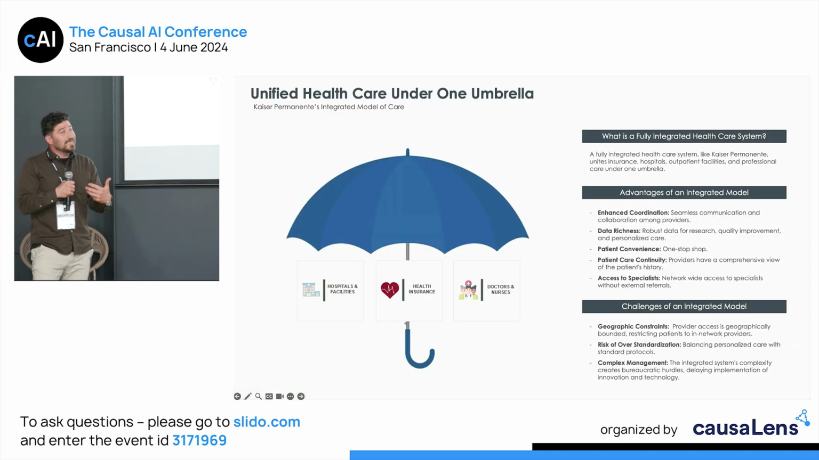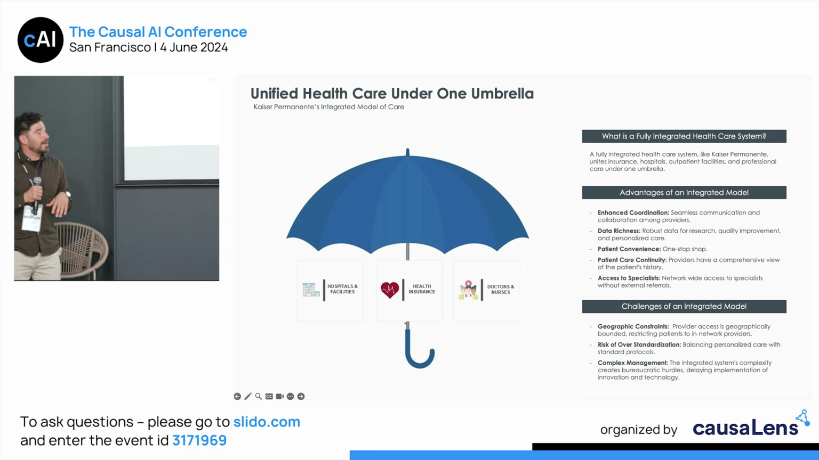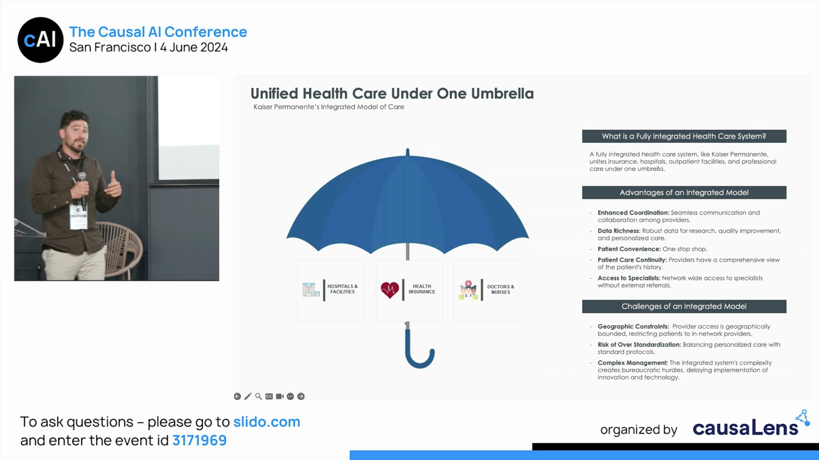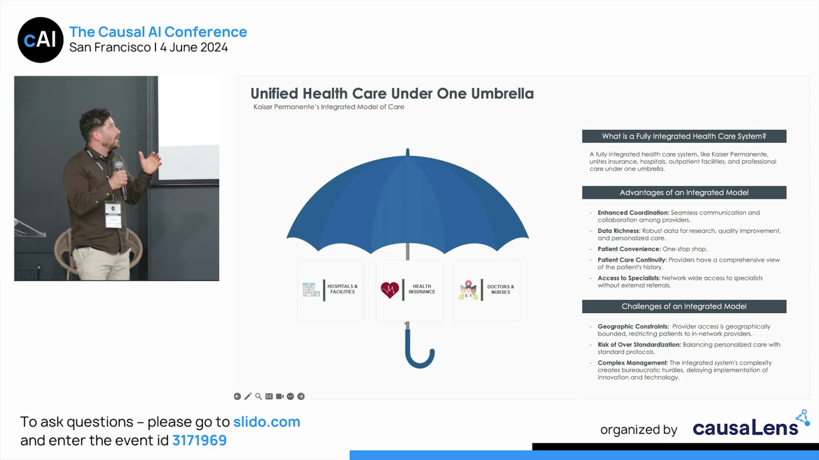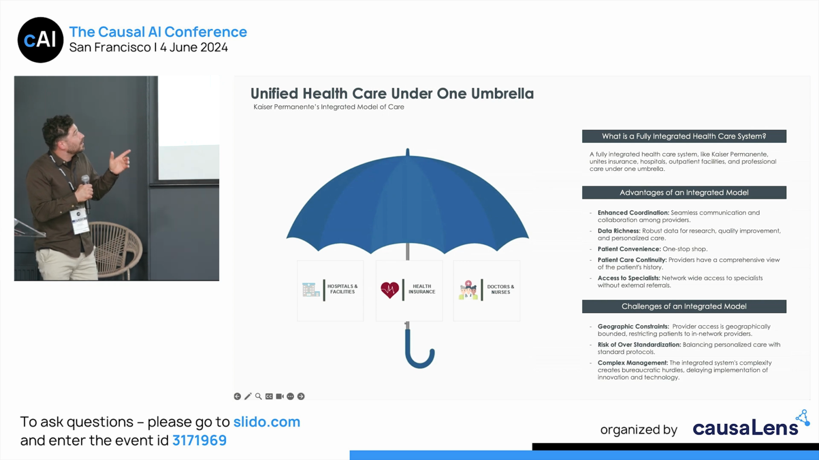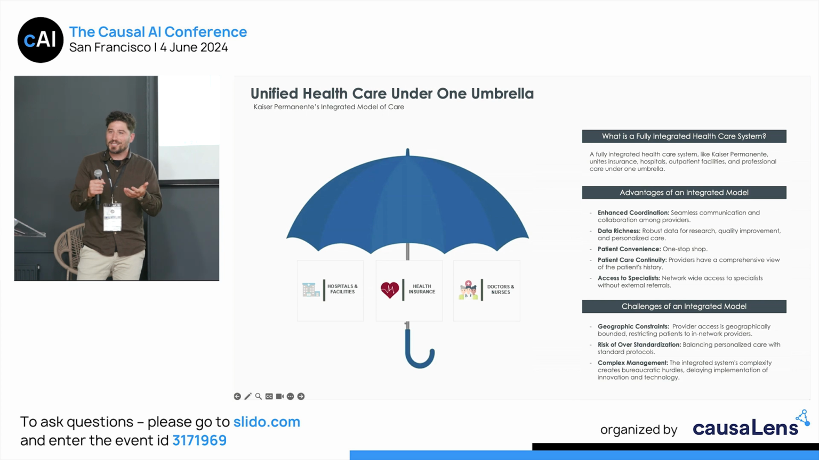All right, so that leads us into a fully integrated healthcare system. What is a fully integrated healthcare system? It's everything that we just saw: shopping for insurance, the hospitals and facilities where you're receiving care, the insurance, the hospitals, and the clinicians and doctors, all under one umbrella.